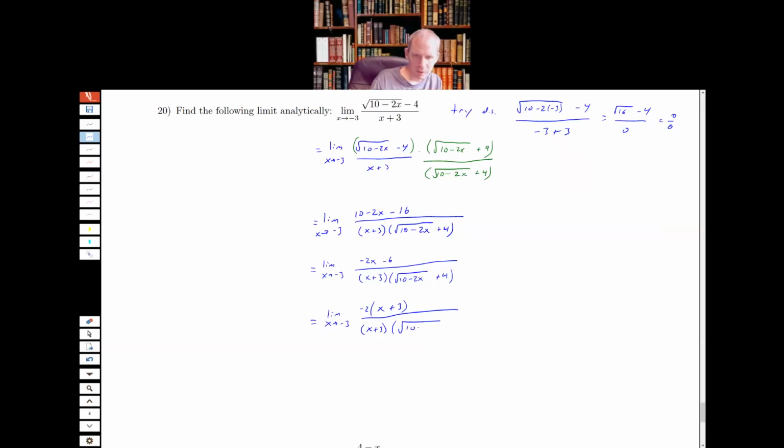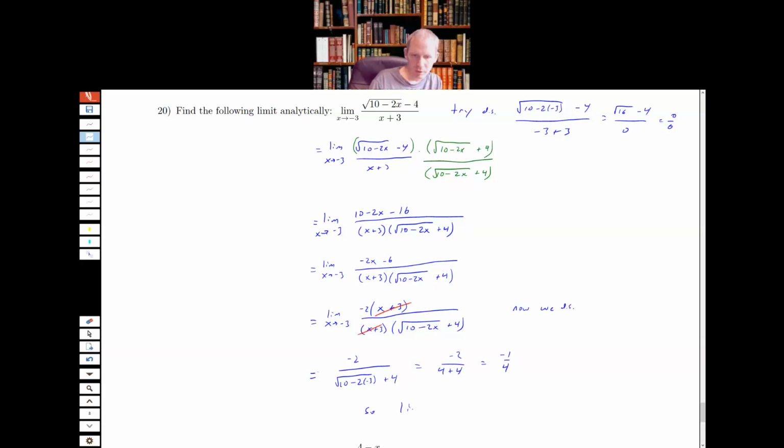So I'm just going to copy down this denominator for a second. And now my x plus 3 factors will cancel. And now we can use direct substitution. So we have negative 2 on top. In the denominator, we have the square root of 10 minus 2 times negative 3, and then plus 4. Negative 2 times negative 3 is a positive 6. 10 plus 6 is 16. Square root of 16 is 4. 4 plus 4 is 8, so I have negative 2/8, which is a negative 1/4.